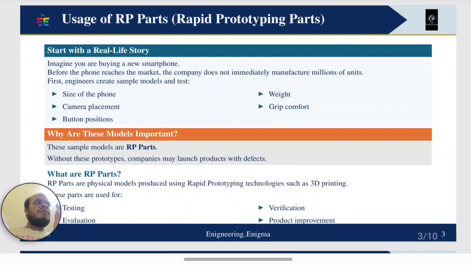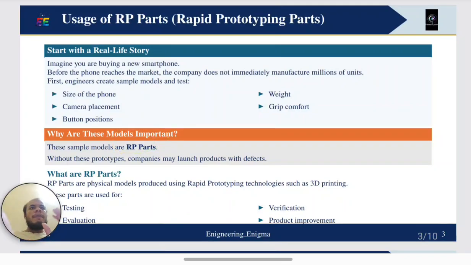Let us say one drawback is coming from the camera side, then they will check it. Are the buttons easy to press? Does the phone feel comfortable in the hand? Is the weight acceptable? Only after testing all those things do they start large scale production. Now here is the important question: what are these samples called? These samples are called RP parts.